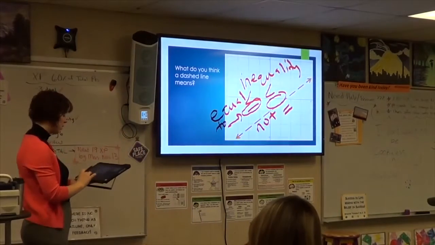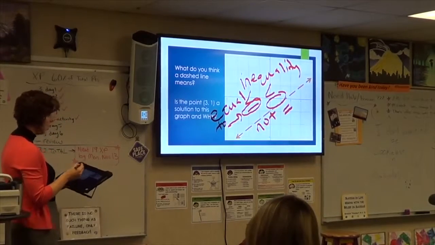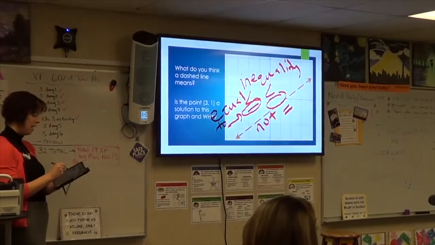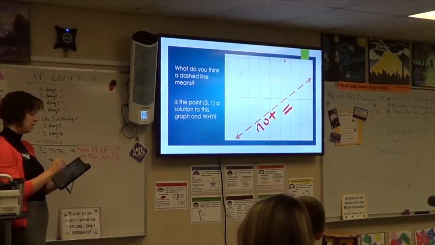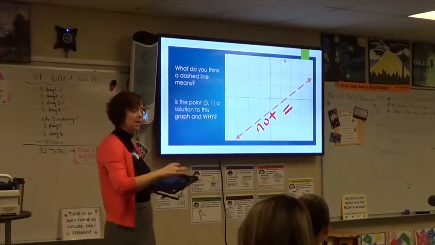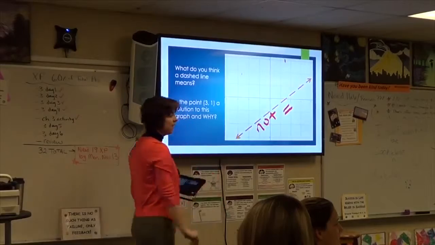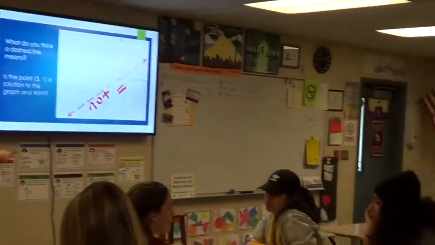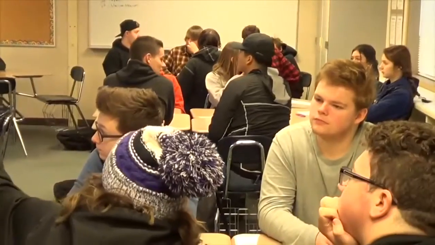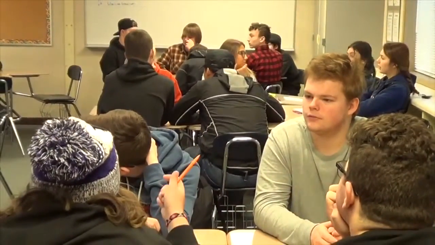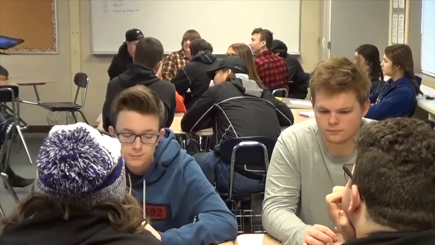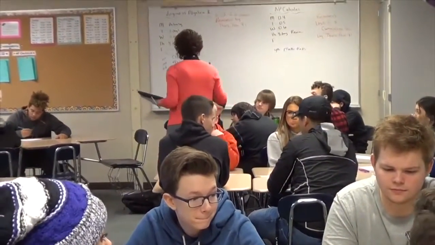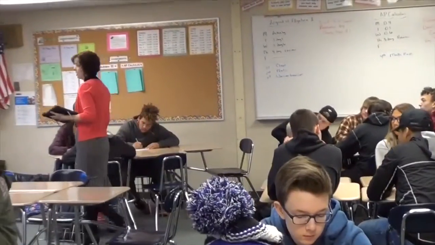Okay? So here's the next question. That point, 3, 1, that we just discussed, do you think it's now still a solution on this graph? Discuss in your groups. We just said this line is not equal to, so discuss in your groups if you think this point is still a solution to this graph. Yes or no, and why? You just said the line is not equal to.